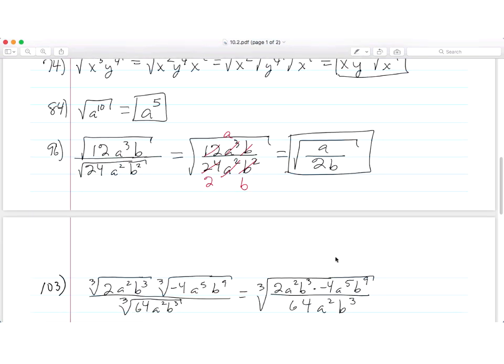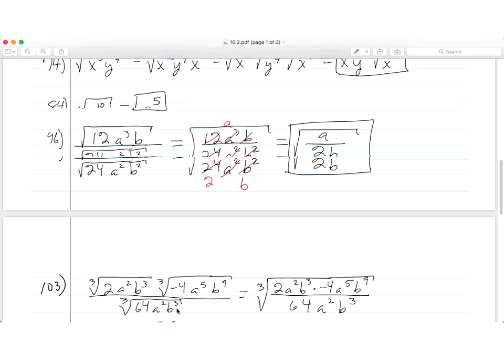Let me do problem number 103. The cube root of 2 a squared b cubed times the cube root of negative 4 a to the 5th b to the 9 over the cube root of 64 a squared b cubed. So this is the same as the cube root of 2 a squared b cubed times negative 4 a to the 5th b to the 9 over 64 a squared b cubed.